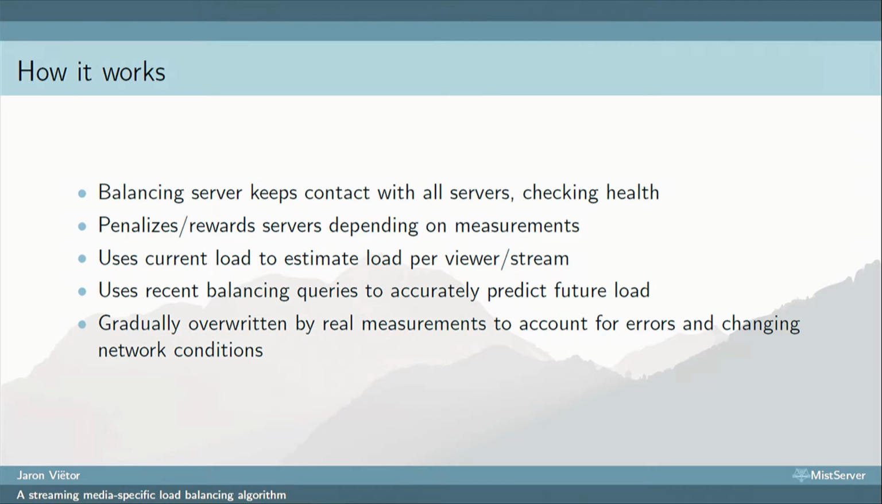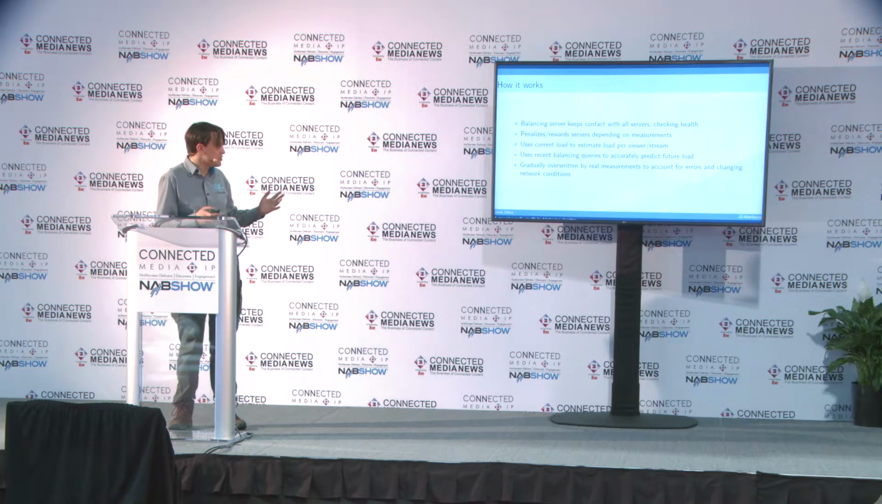Now, it gradually overrides this prediction with actual measurements to account for errors and people that didn't really connect or that stopped watching, and changing network conditions. Because it's possible that a server that was doing fine now has an issue, or maybe some cable someone tripped over. So things can change. So we gradually override the predictions with real measurements, and it balances out.